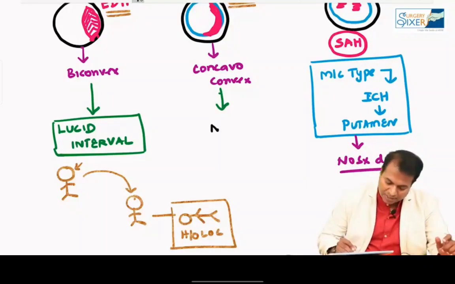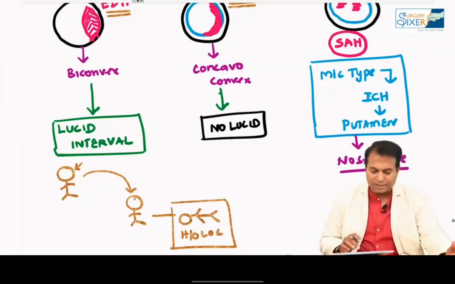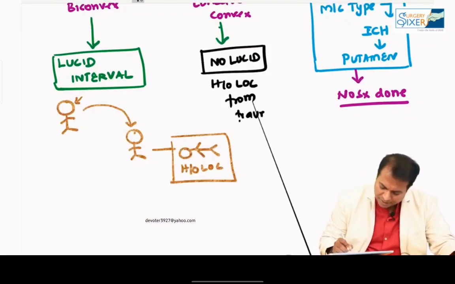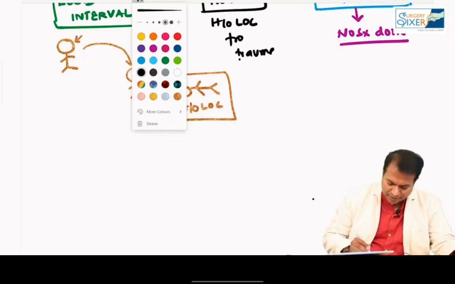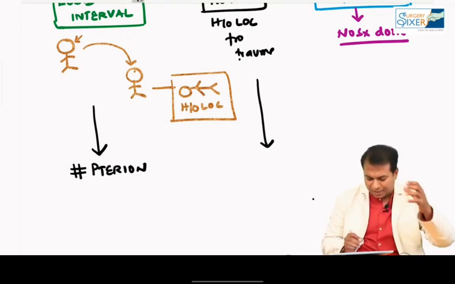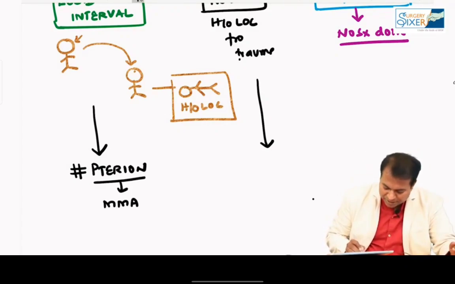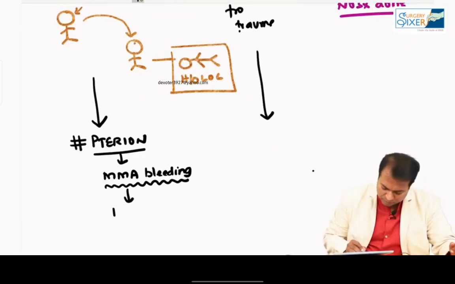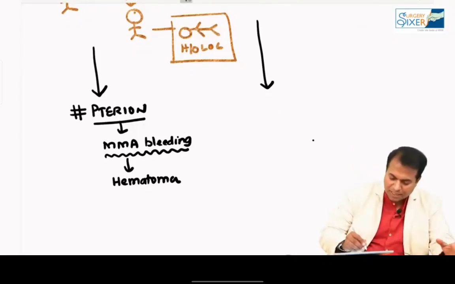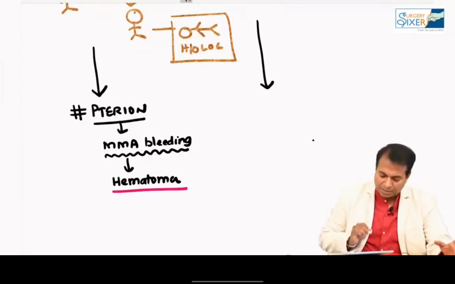In subdural hemorrhage, there is no lucid interval seen. There is a history of LOC from the time of trauma. And what is the reason for EDH? What is the reason for SDH? EDH is an injury of the pterion, the thinnest bone in the skull. The pterion bone gets fractured, and because of that fracture there is injury to the middle meningeal artery and bleeding happens, resulting in a huge hematoma. So please remember, this is due to a middle meningeal artery bleed.